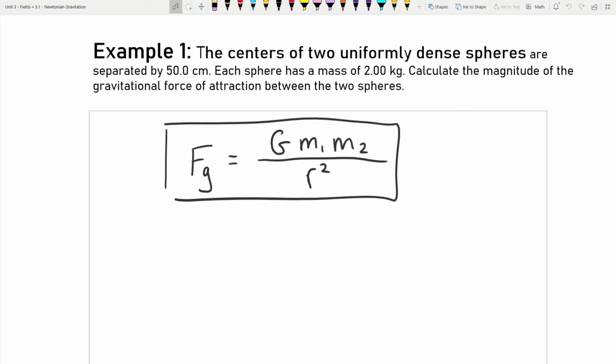We know that our first object, well, first let's draw it, I suppose. We have a sphere and a sphere, and here we are. And we can say that the mass of the first sphere is what? 2.00 kilograms. And we can say the mass of the second sphere is 2.00 kilograms.